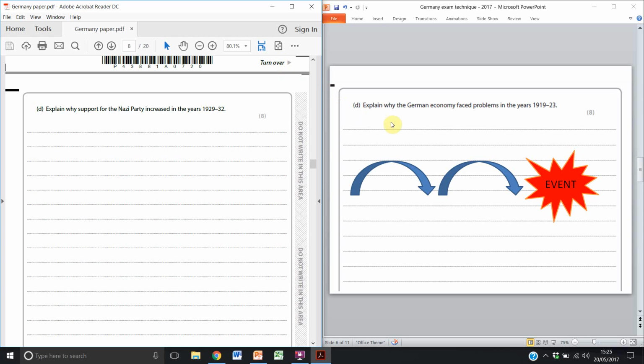Okay. This one here, explain why the German economy faced problems in the years 1919 to 1923. There are just 2 massively obvious things to write about here. Number 1 would be the Treaty of Versailles and the reparations that Germany were forced to pay. And the second thing I would write about would be hyperinflation, the German government responding to the Treaty of Versailles. So there's a nice link by printing more money because the German economy was bankrupt.